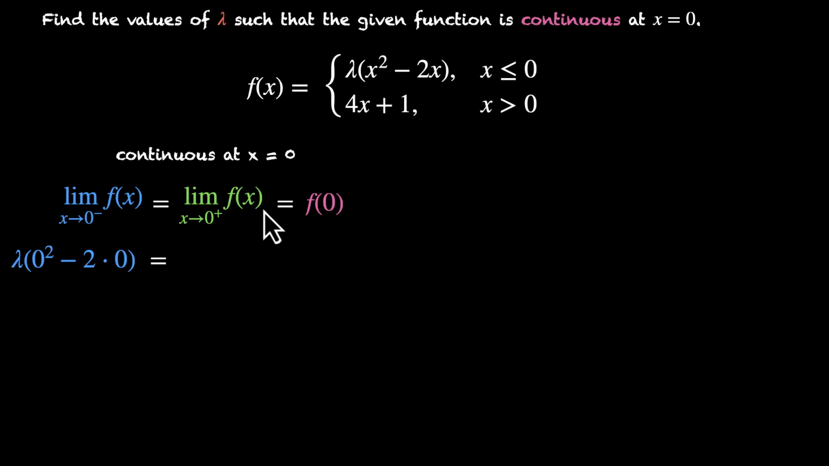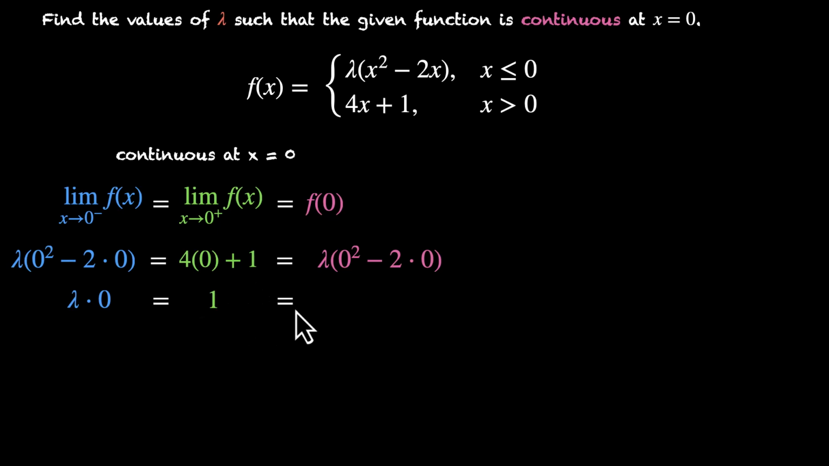The right hand limit will come from here. That's 4x plus 1. So that's 4 times 0 plus 1. And the value of the function will come from this definition, the one above this. That's lambda times 0 square minus 2 into 0. So that's same as your left hand limit. So let's simplify. Lambda times 0 minus 0. There are a lot of zeros here. So 0 minus 0 is 0. So lambda times 0 equals 4 times 0 plus 1.